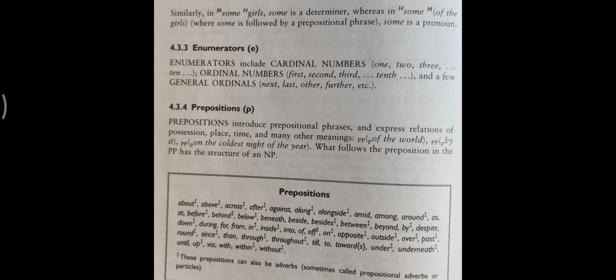Prepositions are used to link words or noun phrases. They express relations, and these relations are of possession, with respect to place, relations of time, or many other meanings that we see. Here we have prepositional meaning, and by it we have a prepositional phrase.